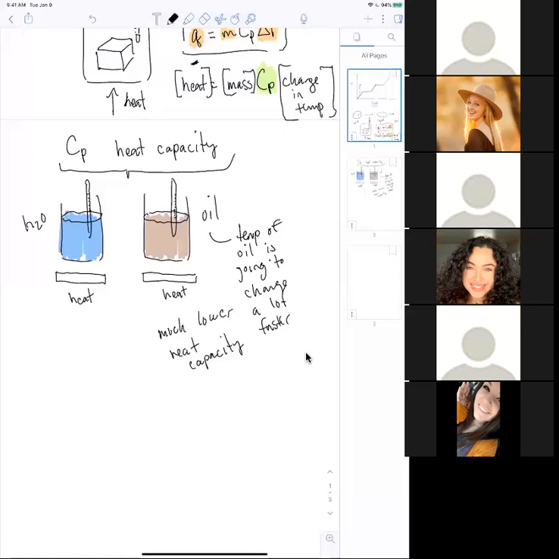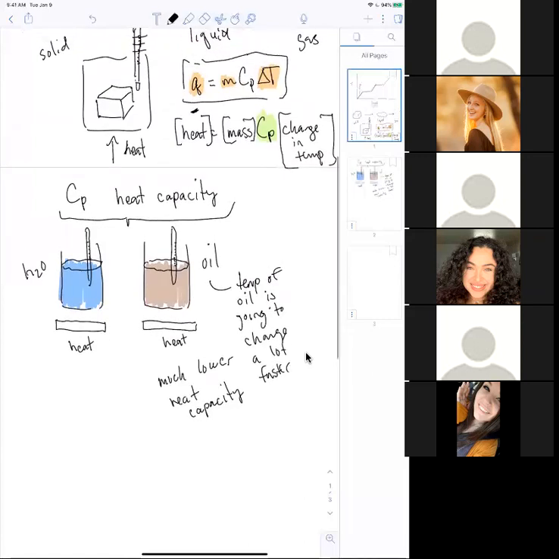Yeah, so that's heat capacity. So that's what the C sub P measures, or is a measure of. It's a measure of how resistant, I don't know what the exact definition you would give for heat capacity is, but it's a good way to think about it. It's just how resistant something is to temperature change as I heat it up.